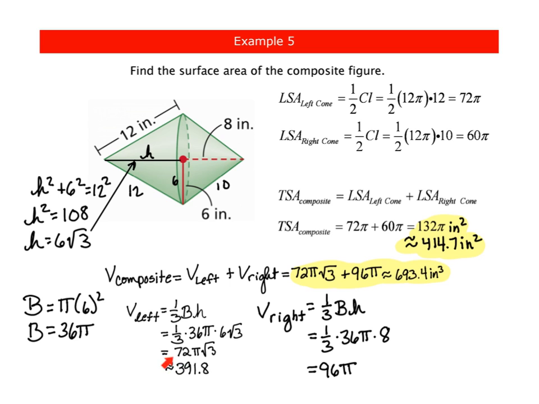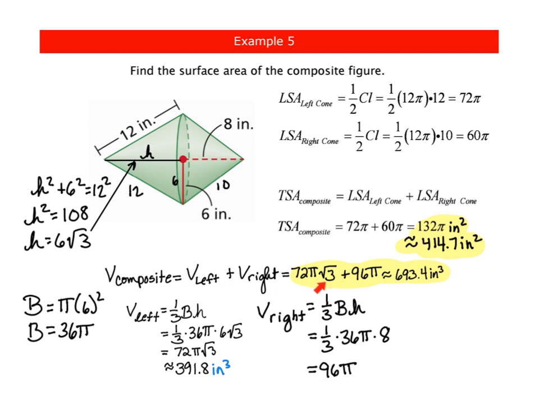Plugging in, I got 72 pi square root of 3. And that approximate answer is 391.8. Remember, these are cubic units because it's volume. Then I found the volume of my right cone. In this case, I had the height. That's what was given. So 1/3, 36 pi times 8 is 96 pi.